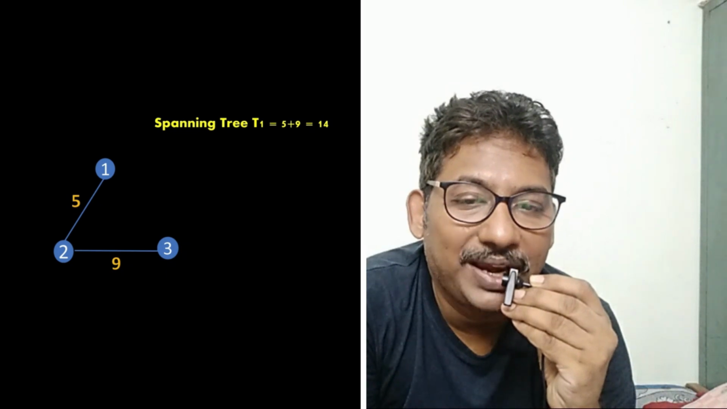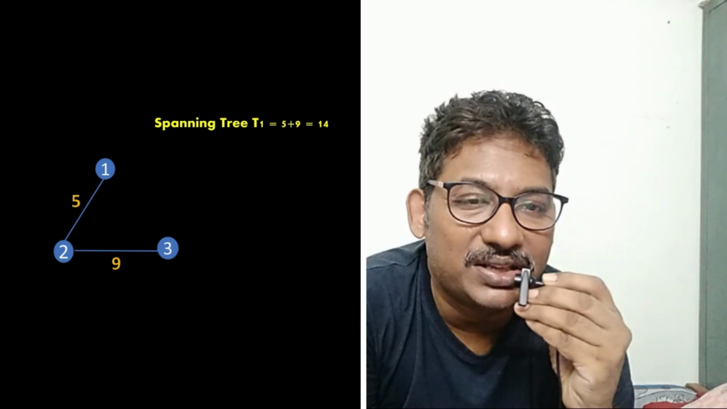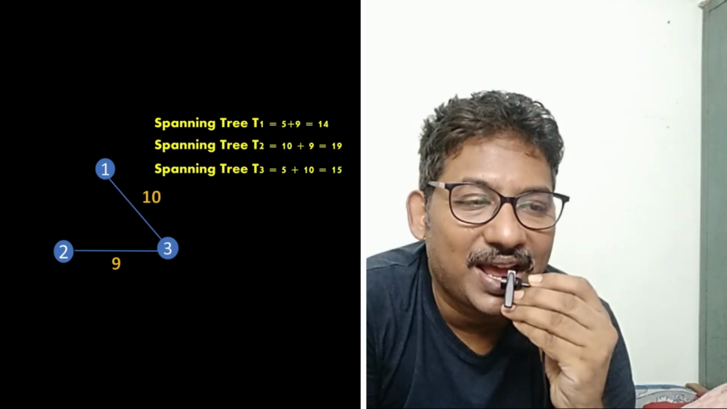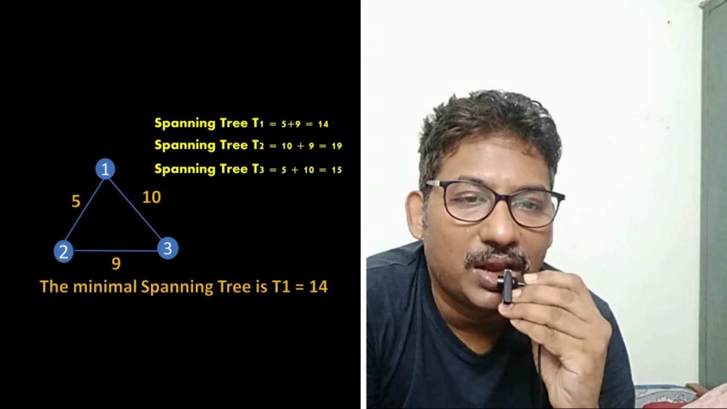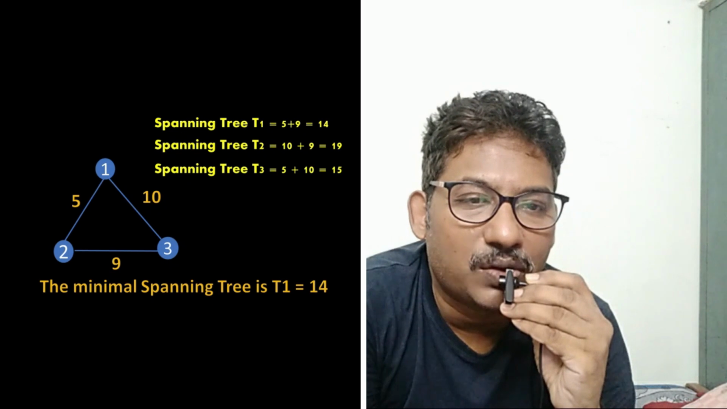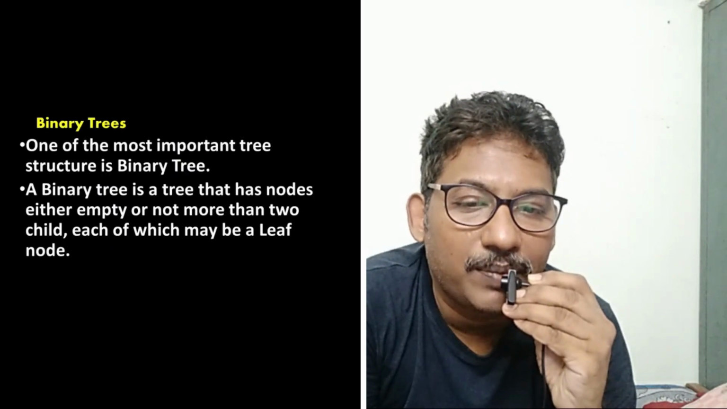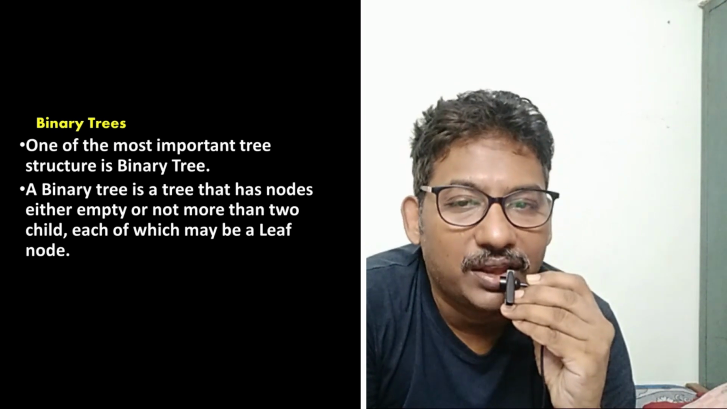So for every spanning tree we have to calculate the cost, and after calculating all the spanning trees, the spanning tree with the lowest value is considered the minimal spanning tree. Here T1, T2, T3 values we calculated. T1 equal to 5 plus 9 equal to 14, T2 equal to 10 plus 9 equal to 19, T3 equal to 5 plus 10 equal to 15. The minimal spanning tree is T1, since the value of T1 is 14, which is less than the other two spanning trees.